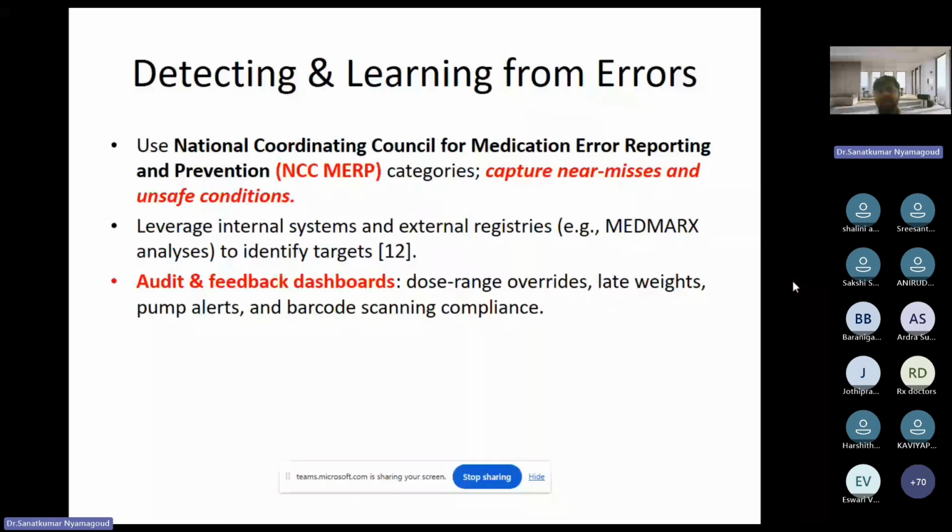We are also aware that there is an organization which works on medication errors called NCC-MERP, the National Coordinating Council for Medication Error Reporting and Prevention. It works day to day to educate people. It does many works as far as medication error is concerned. They capture near misses and unsafe conditions. What they do is try to avoid medication errors.